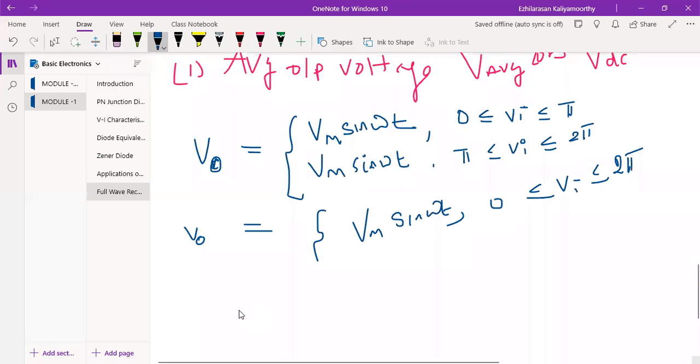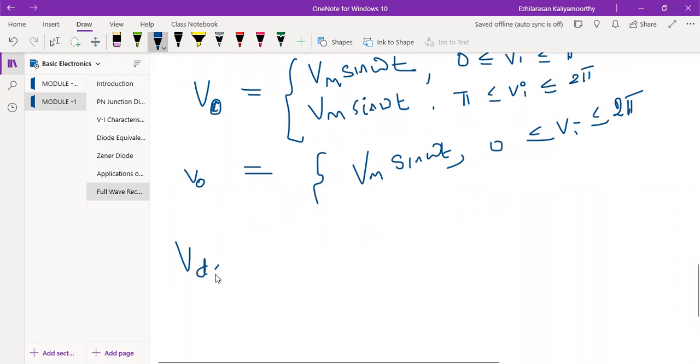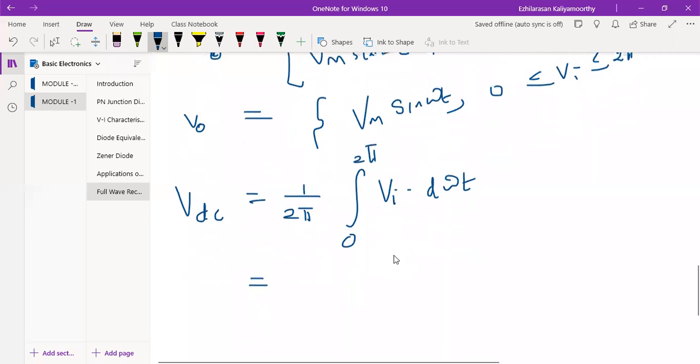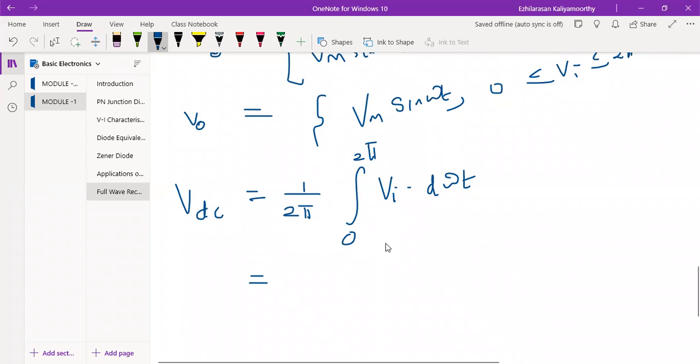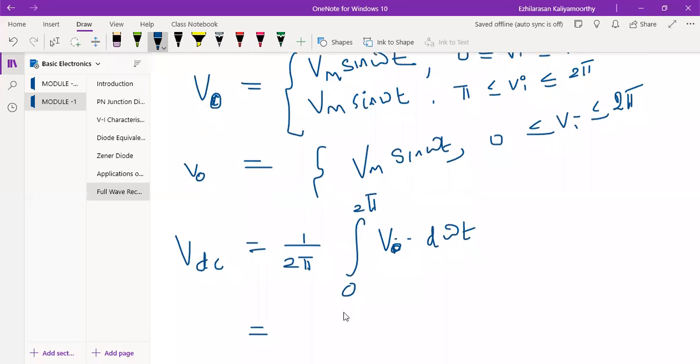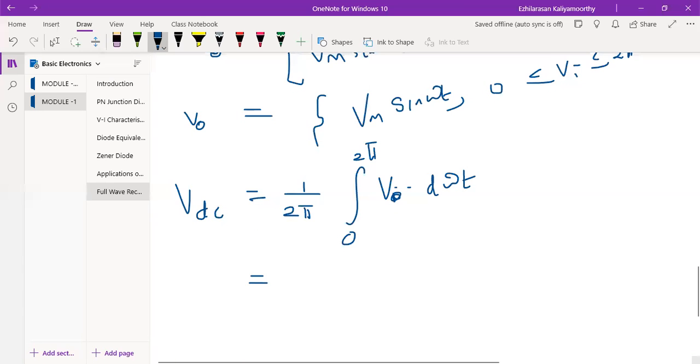So now let us calculate the VDC or V average. VDC is equal to 1 by 2 pi, the integral from 0 to 2 pi of Vi into d omega t, the input voltage, or V naught for the output. What is the VDC now? Just do that.